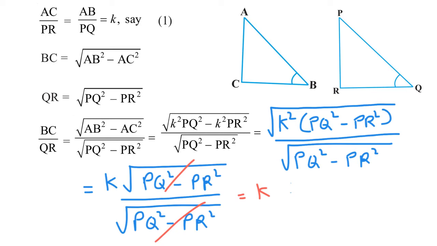So observe now, AC over PR is equal to K, AB over PQ is equal to K, BC over QR is equal to K. So can I say all the three ratios are in proportion? If all the three ratios of the two triangles are in proportion, what can we conclude? That the two triangles are similar. If the two triangles are similar, can we say that angle B is equal to angle Q? So we have proved the question.